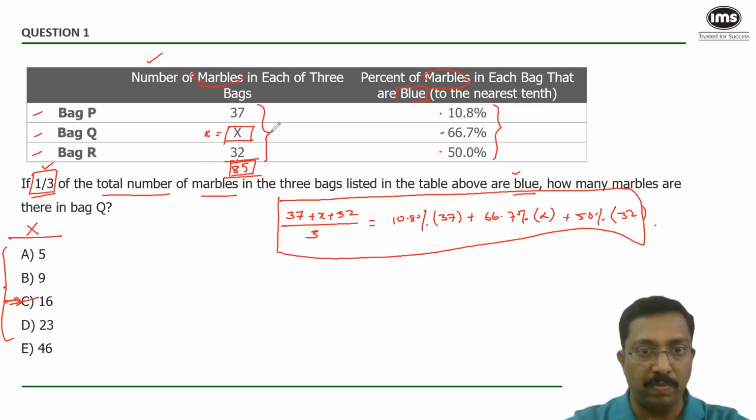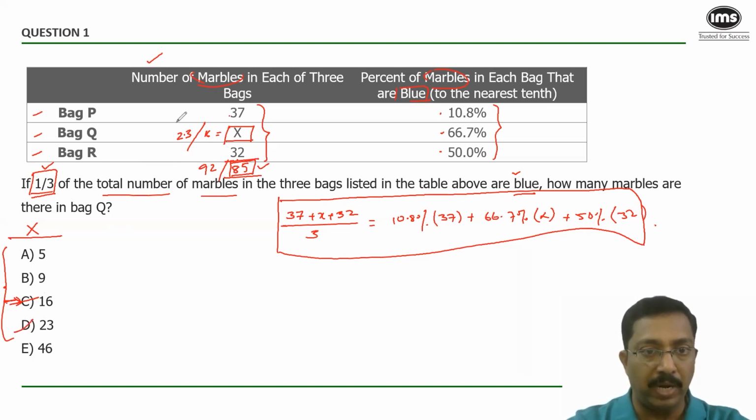Because 1/3 the total number of marbles are blue, the value you obtain must be a multiple of 3. Hence, C is gone because it's not giving you a total which is a multiple of 3. Now going by x value as 23. If you take x value as 23, 37 plus 23 will add up to 60. 60 plus 32 is 92. 92, again, going by the divisibility of 3, is not a multiple of 3. So therefore, 23 is also not a best fit.